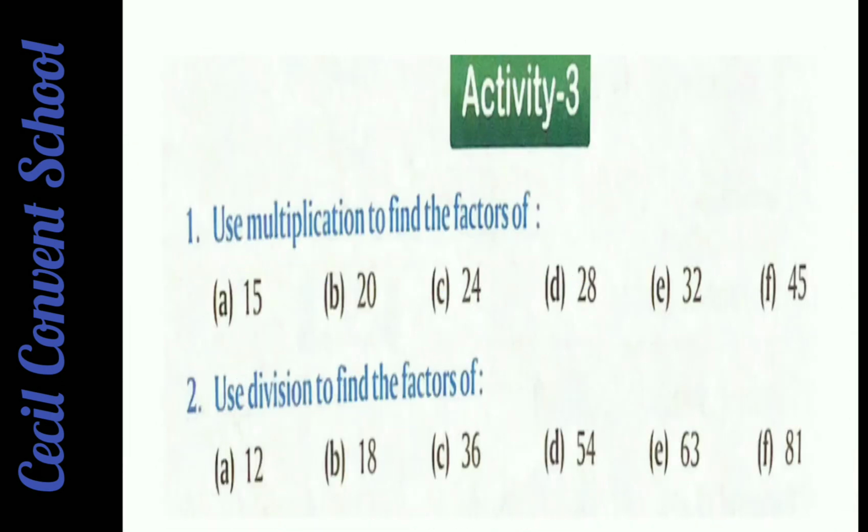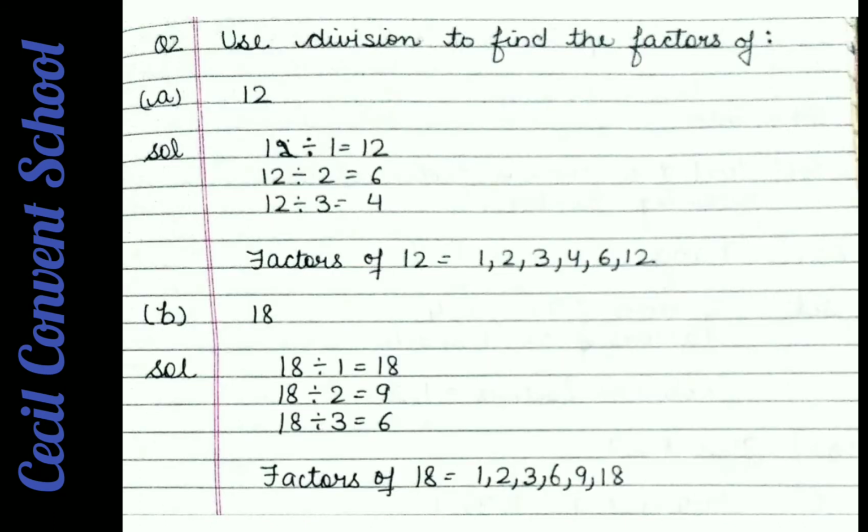Clear? Now we do question number 2. In this you have to use the division method. Means the given number you have to divide by numbers, and you have to start from 1. Clear? Firstly we see how we write in the copy. You have to write like this. 12, you have to divide firstly by 1 because 1 is the smallest factor.